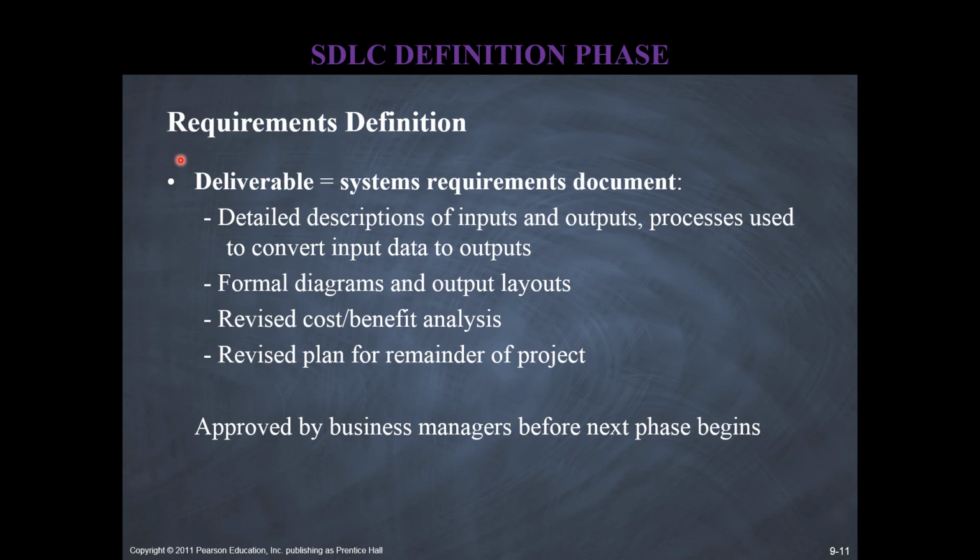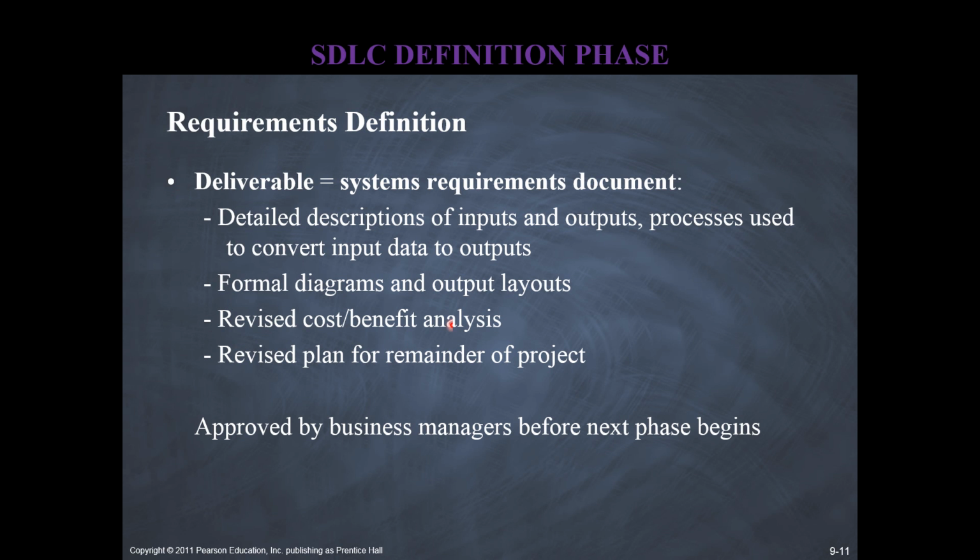One important deliverable from this stage is the requirements definition document. So basically, some of the things that this document may include are detailed descriptions of inputs and outputs and processes used to convert input data to outputs, maybe some formal diagrams and output layouts. Also, as a result of this stage, you may revise your cost-benefit analysis that you did in the previous step. Maybe you can also revise the implementation plan for the remainder of the project.